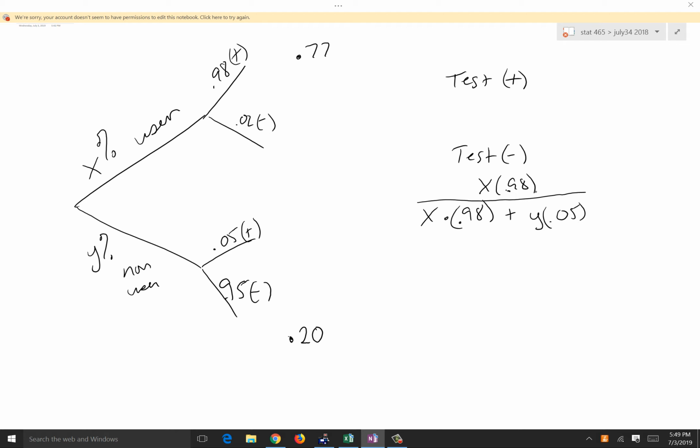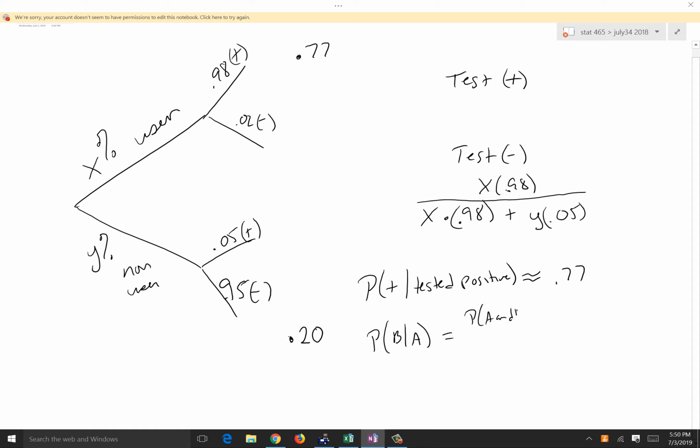What we want to know is this. We said that the probability that you are positive, given that you tested positive, is approximately 77%. That's across that top line. If that's true, then that's a conditional probability, so the probability of B given A is the probability of A and B happening over the probability of A.